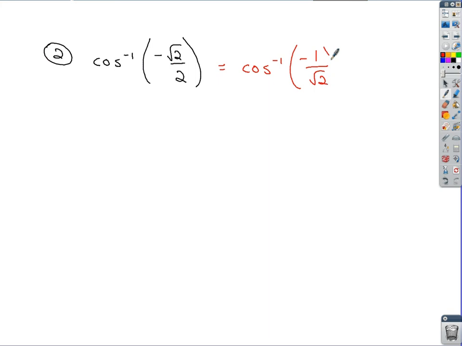Let's try a cosine one. Let's take the inverse cosine of, well, let's stick with this root 2 over 2 theme, only this time make it negative. This time, making it negative does make a difference, but let's start by rewriting the whole root 2 over 2 bit again and making this negative 1 over root 2.